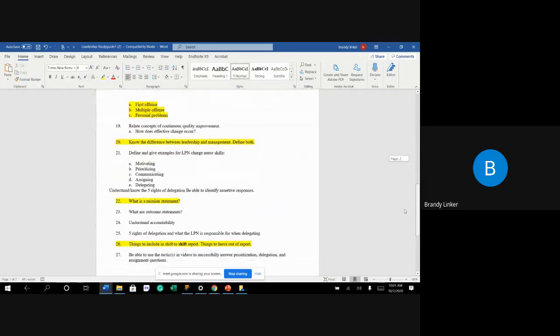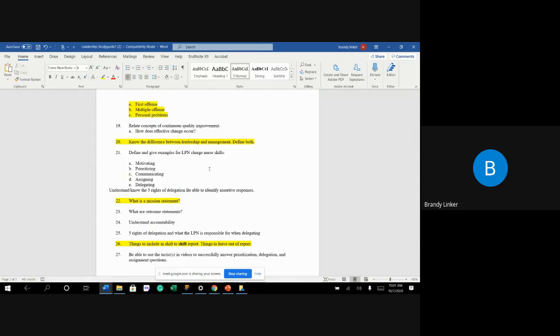We did talk about the difference of leadership and management. Okay, so management is organization of care. Okay, whereas leadership is empowering others to follow your example. We talked about a mission statement. Okay.